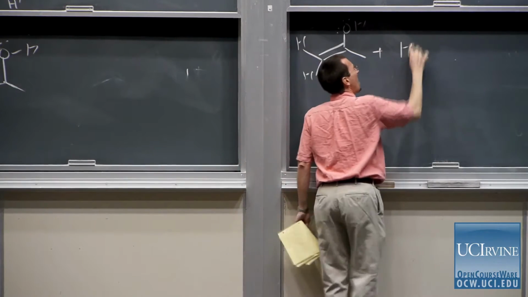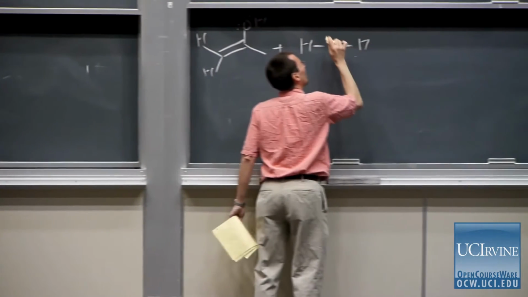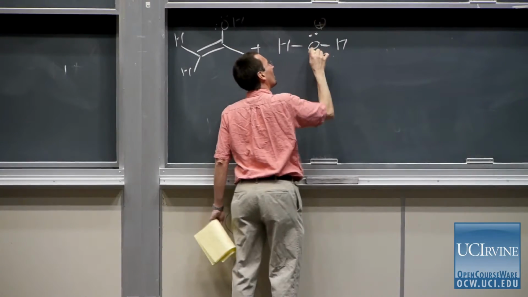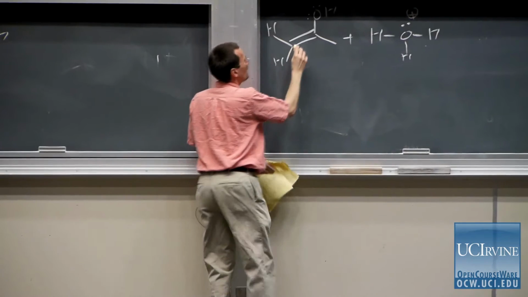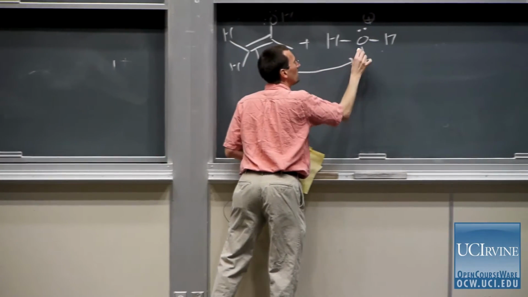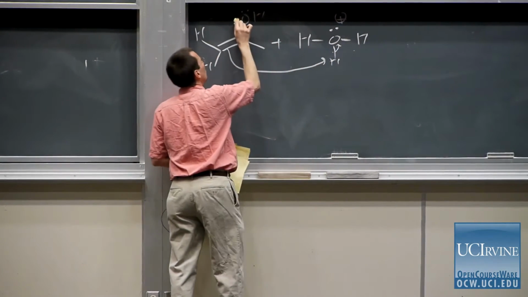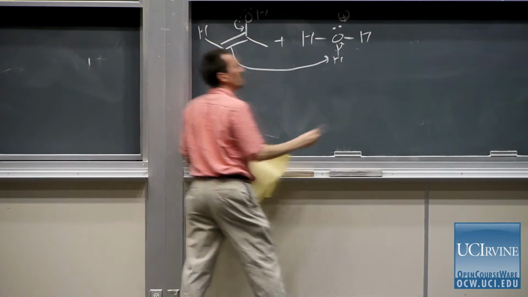and hydronium ion protonates. The proton goes to the alpha carbon. Electrons flow down from the oxygen.